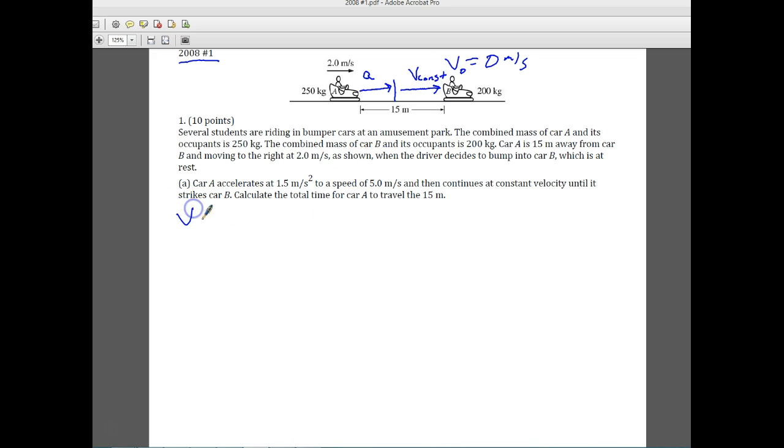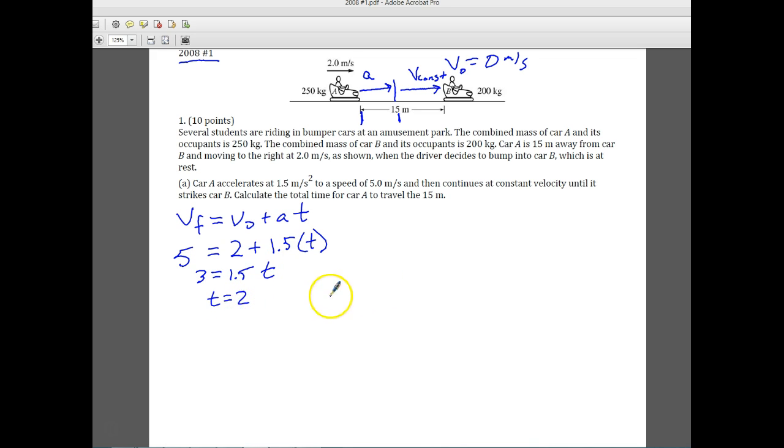First thing we need to do is figure out the time it takes to go from here to here since it's accelerating. So final velocity is equal to original velocity plus acceleration times the time. Our final velocity is 5. Our original velocity, remember, is 2 for this car, plus the acceleration, which was 1.5, times the time. We're looking for time, so 5 minus 2 is 3, and that's equal to 1.5 times t. So our t here is really easy. It's just 2 seconds.